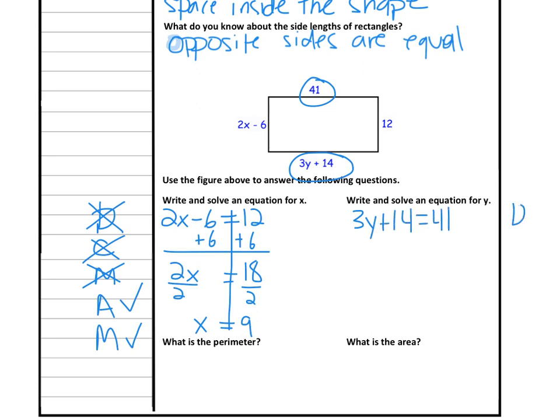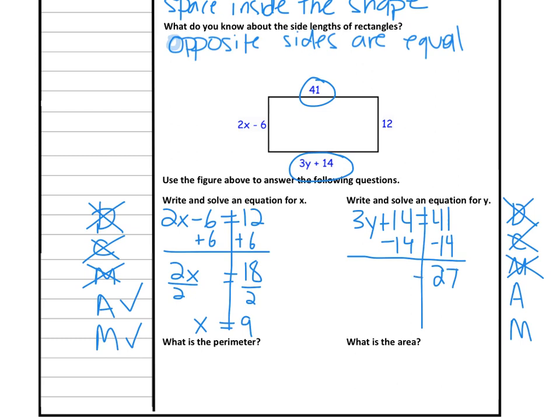Let me think about my steps again. I don't need to distribute. Don't need to combine like terms. Don't need to move a variable to one side. But I do need to add and subtract again. I need to subtract 14. So when I subtract 14, I get 27 on the right and 3y on the left. So I'm done with that step. Now I need to divide on both sides, divide by 3. So I will end up with y equals 9.